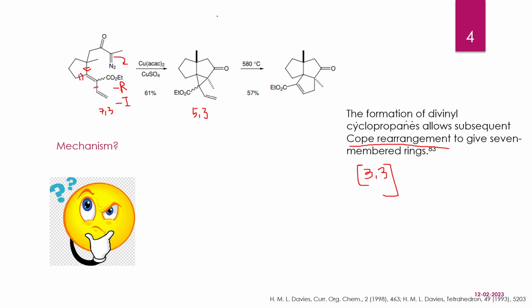You may think that we all know the initial structure for the 3,3 sigmatropic rearrangement is a diene complex. This type of moiety usually reacts in a 3,3 sigmatropic rearrangement. So this type of substrate reacts. So here, how do we count? 1.